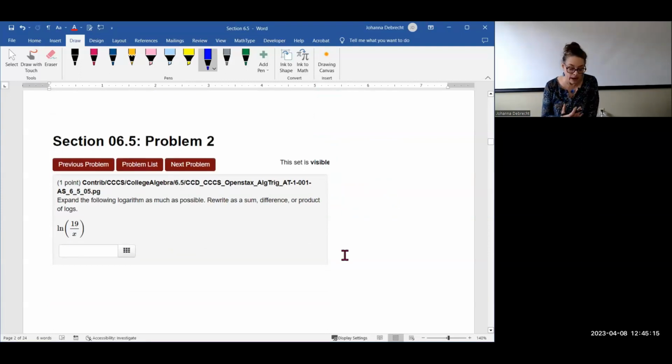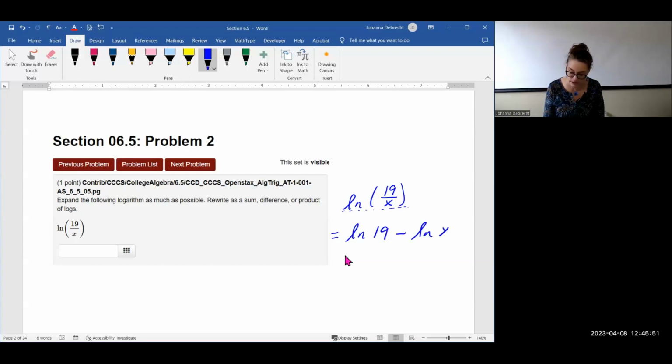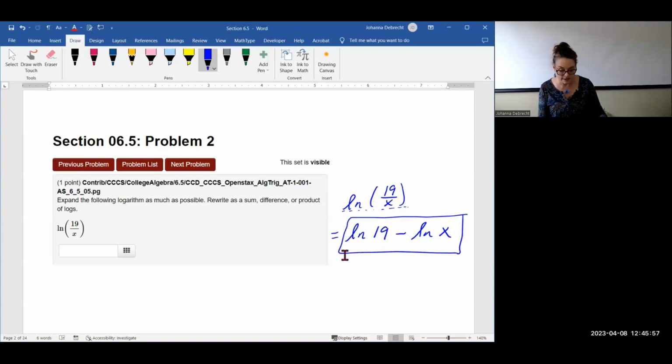It asks us to expand the logarithm as much as possible, writing it as a sum, difference, or product of logs. So when we take the natural log of 19 divided by x, keep in mind that if you're using lined notebook paper, the bottom of the x is on the line. It is not below the line. It's not part of the base. So it sits even with the ln. This is division. So this is going to split up into a difference. So the one from the numerator becomes positive, and the one from the denominator becomes negative. So we have natural log of 19 minus the natural log of x.